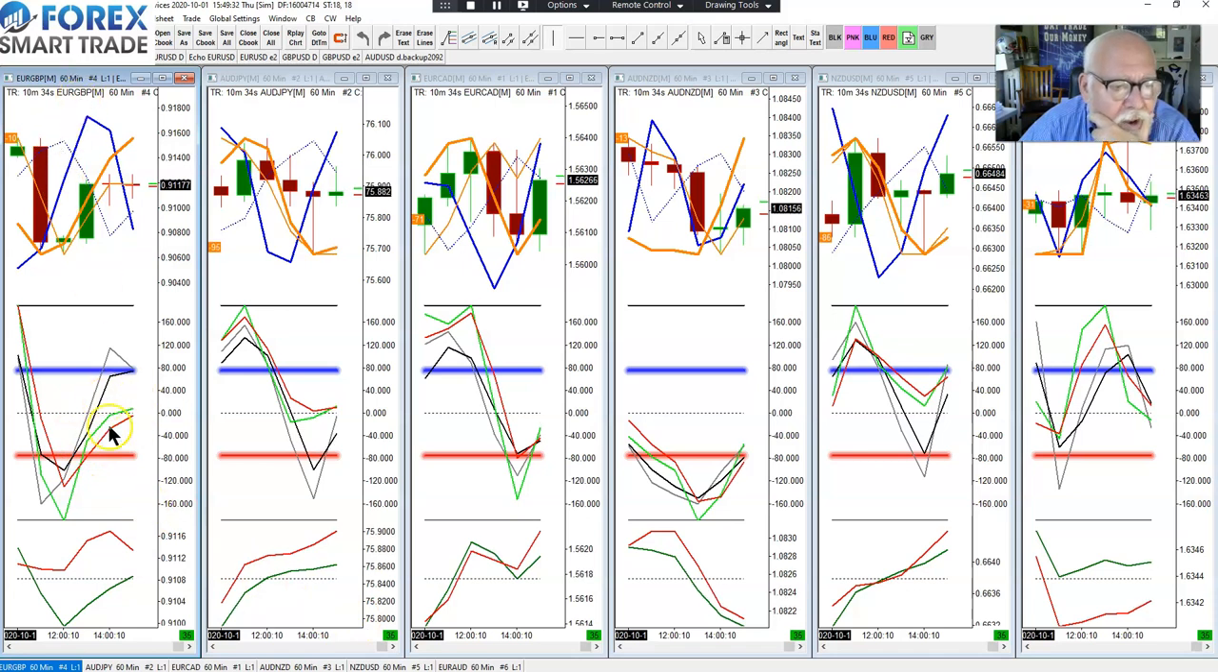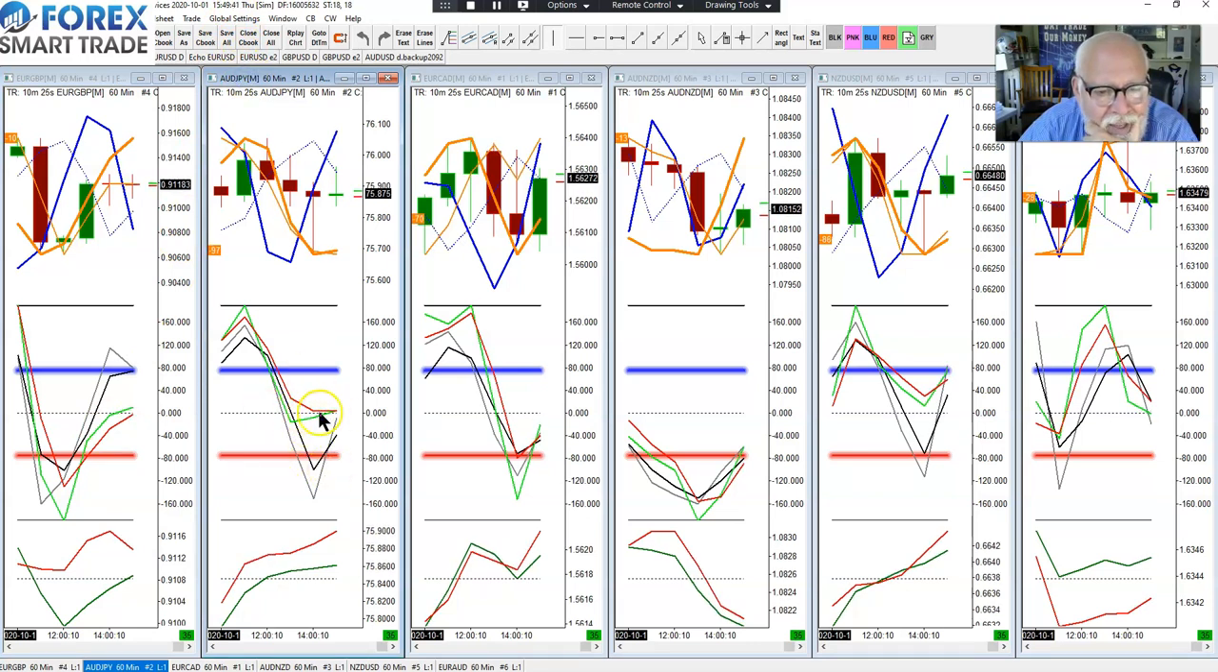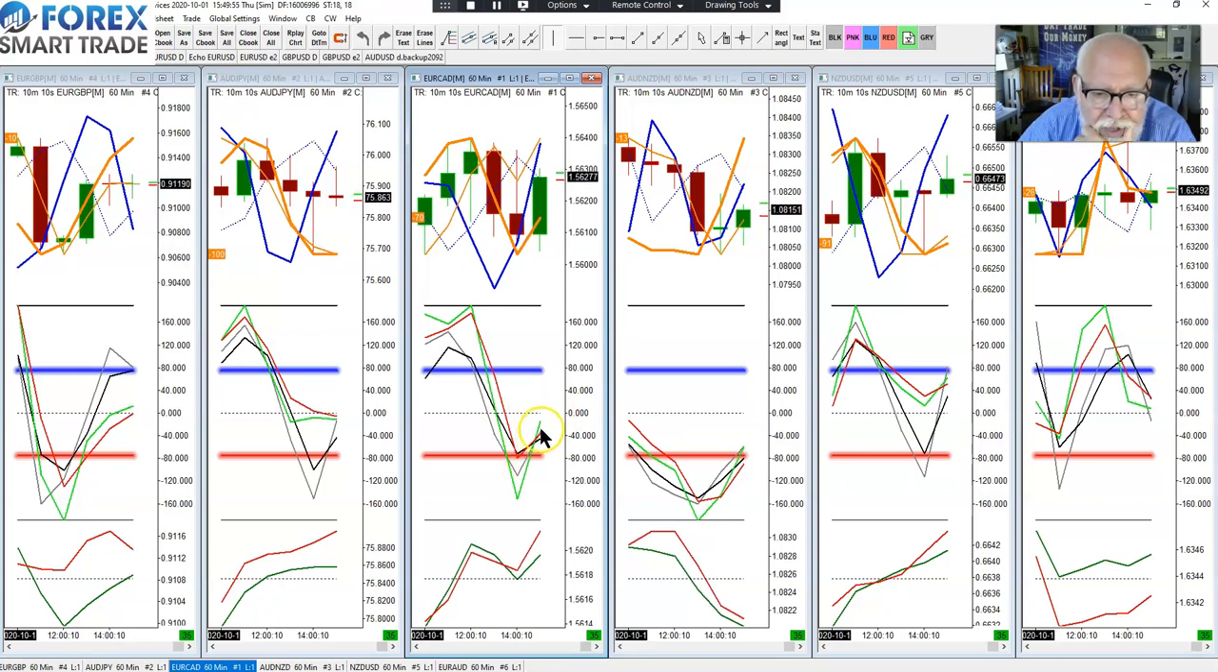Euro pound, we're more than halfway, so I'm going to ignore this. Australian yen, sideways on the major, so we're going to ignore that. Euro CAD, we were oversold. Everybody's going up. We're not halfway yet. I've got good steepness here on the green major. I also have good steepness on the gray. Both the green and the gray crossed over, so I've got 3 points here.